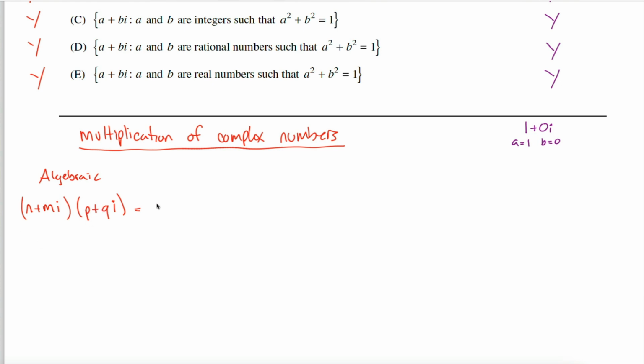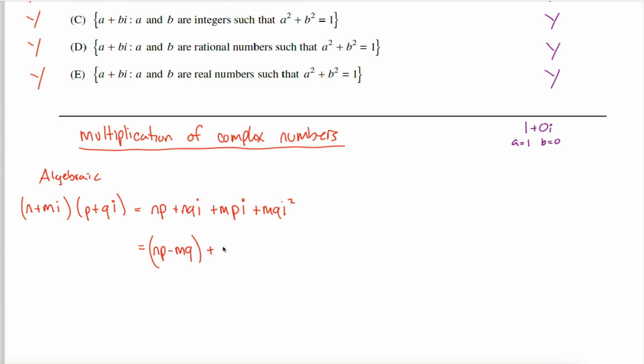So first I multiply their real parts, I get n times p. Then I multiply the real part here with the imaginary part here and get nqi. Similarly, this real part and this imaginary part would yield mpi. And then finally, the product of the two imaginary parts would be plus mqi squared. However, as you likely know, i squared equals -1. So the real part of the resulting complex number would just be whatever np minus mq is equal to.